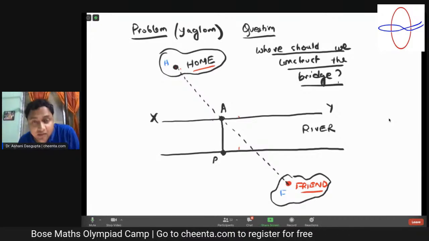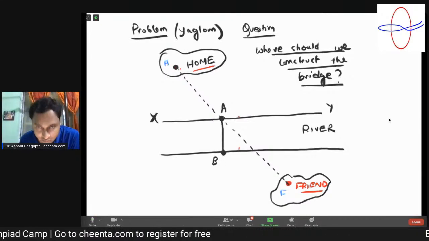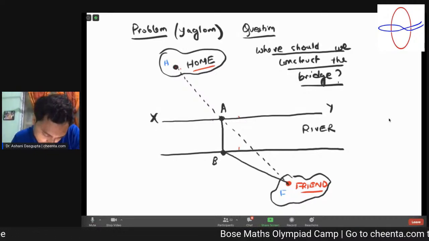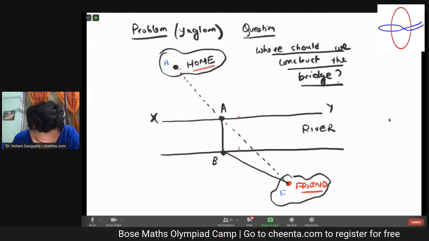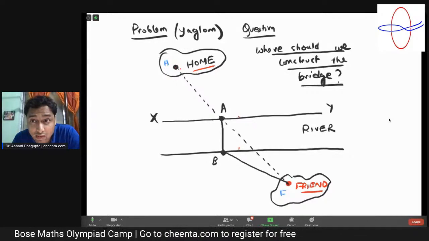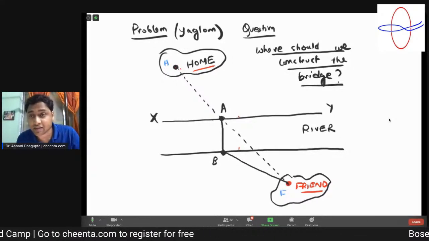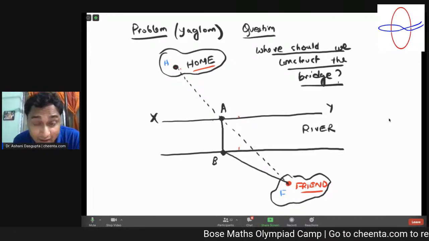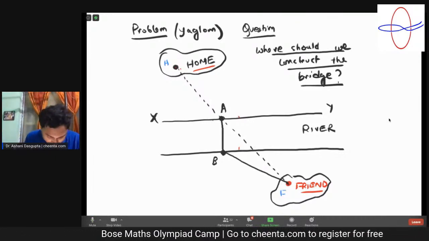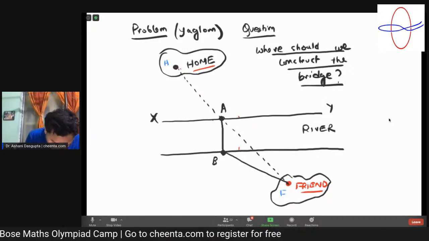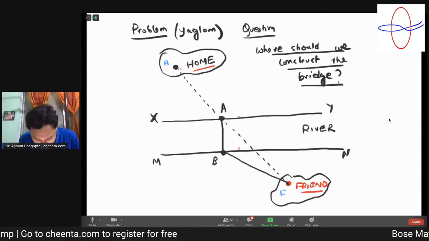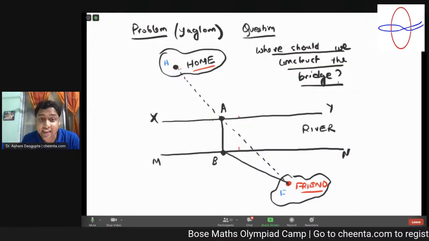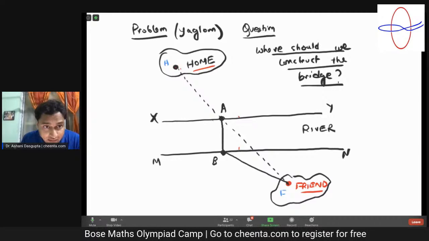Let's suppose this is B. Yes, B and F. And if you join B and F, it will be the shortest point because the perpendicular line will be the shortest. Well, but the perpendicular will be the same, considering the two banks of the river are always parallel. Because this is MN, wherever I draw the bridge, it will be the same length.